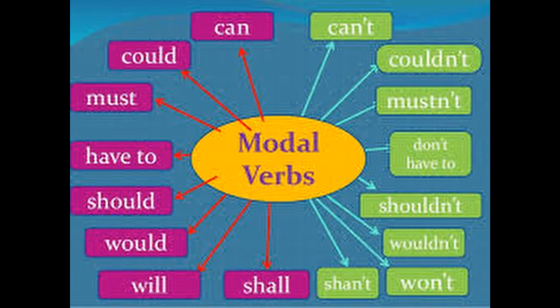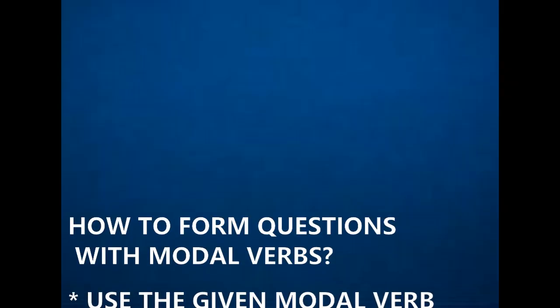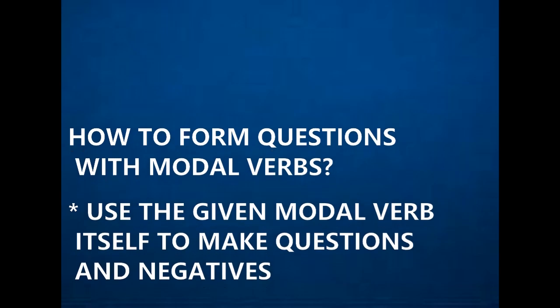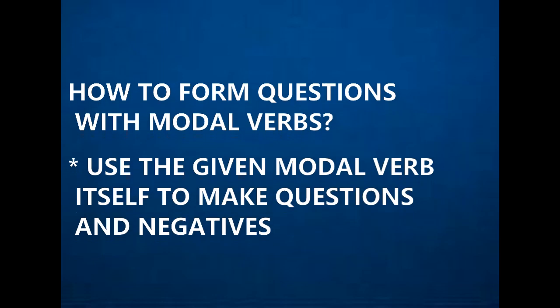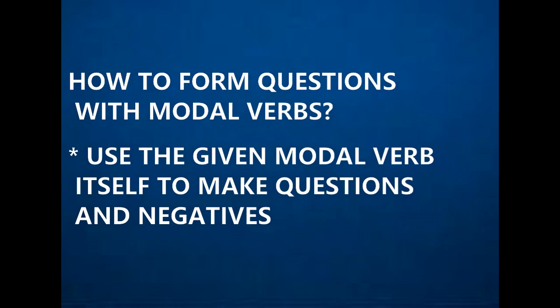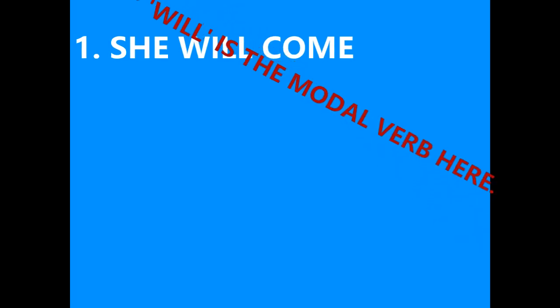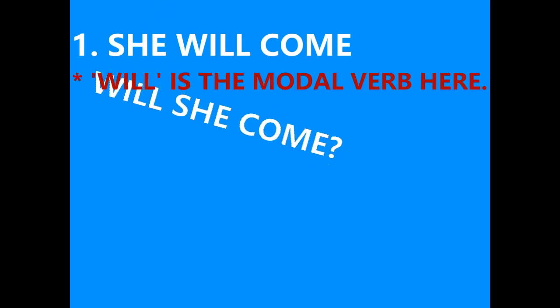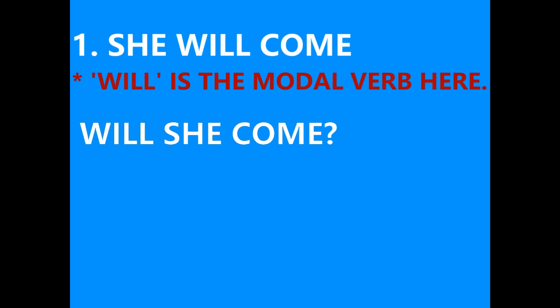Let's begin with modal verbs. Can, could, will, would, shall, should, may, might, etc. are modal verbs. Now I am going to show you how to form questions with modal verbs correctly. Use the given modal verb itself to make questions and negatives. See the example. She will come. She'll come. This is a positive statement, and now we know that will is the modal verb. So you have to take that will in the beginning. Will, then the rest of the sentence. Will she come? Put a question mark.